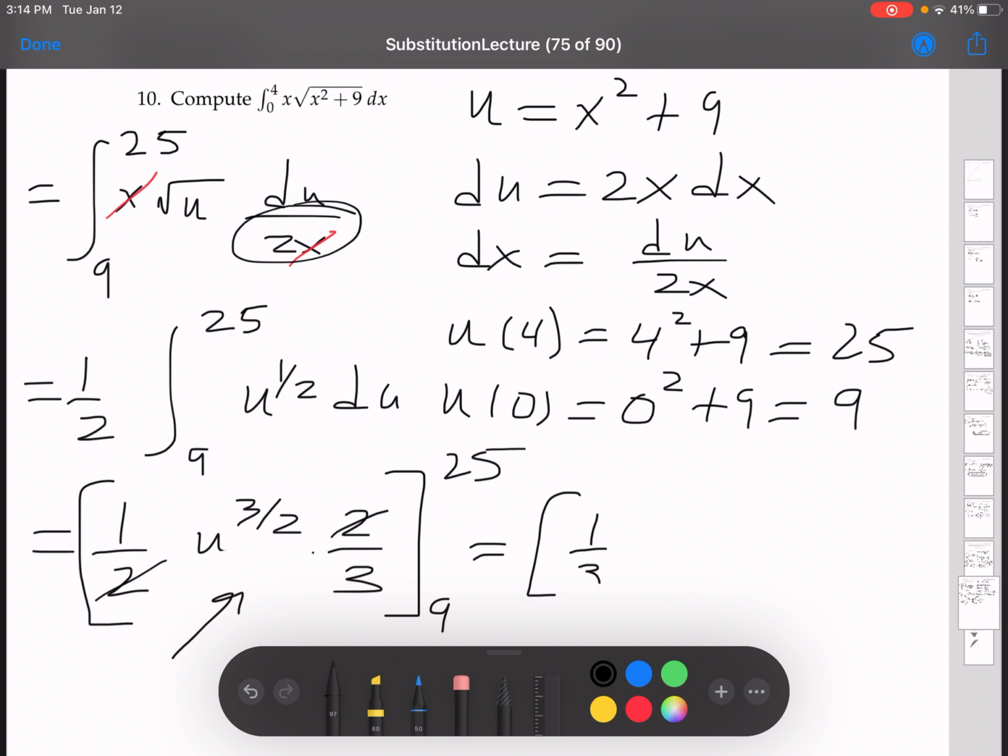I'll write this as 1/3 u to the 3/2 from 9 to 25. If you think about taking the derivative there, you bring down the 3/2. The 3's would cancel. You'd get a 1/2. 3/2 minus 1 is 1/2. So we would in fact get that back. All right. And so now I'll evaluate this thing.